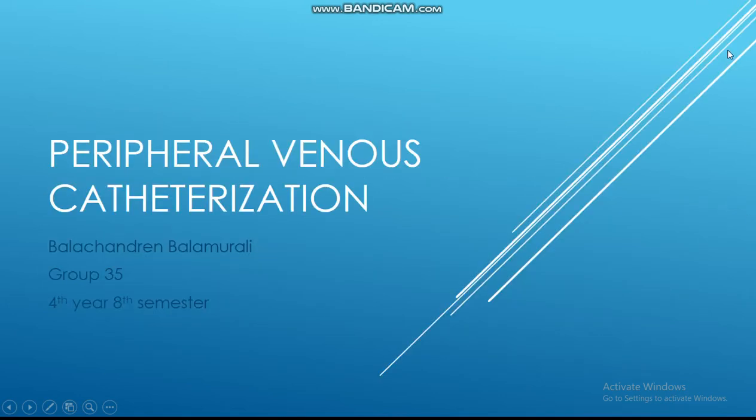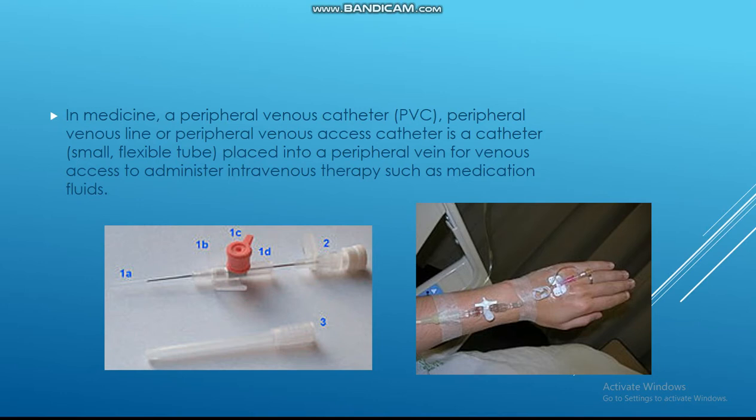Peripheral venous catheterization. In medicine, a peripheral venous catheter, a PVC, or a peripheral venous line, is a catheter which consists of a small flexible tube which is placed onto a peripheral vein for intravenous therapy, for example, for blood drawing, or for intravenous medication or intravenous fluid therapy.